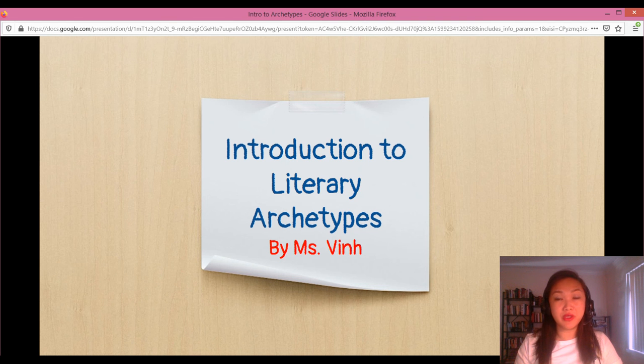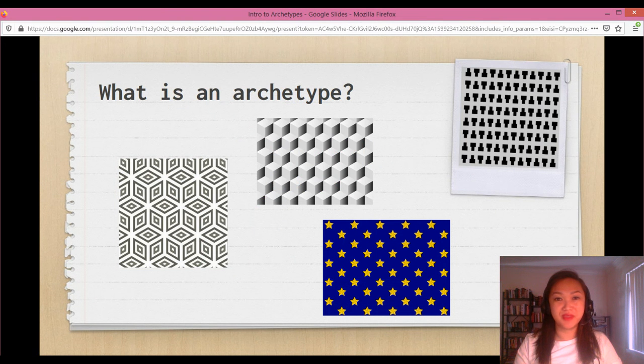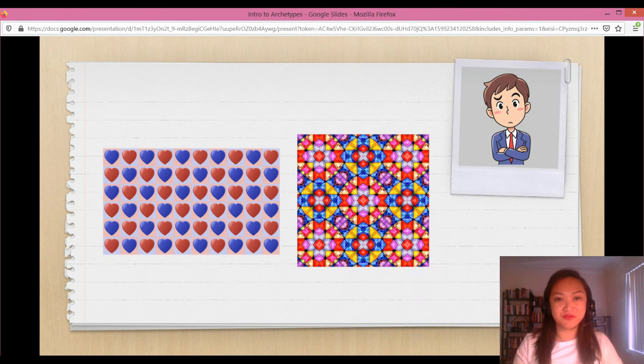Today I will be going over literary archetypes. First, what is an archetype? Take a look at these images and think about what you notice. If you're still confused, here are more images. How are these images similar?